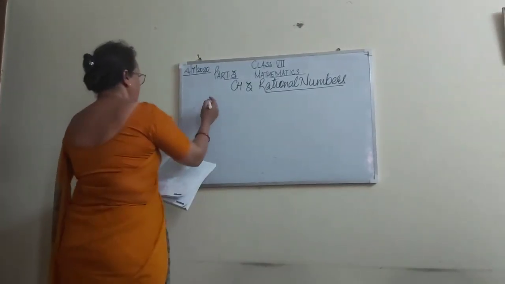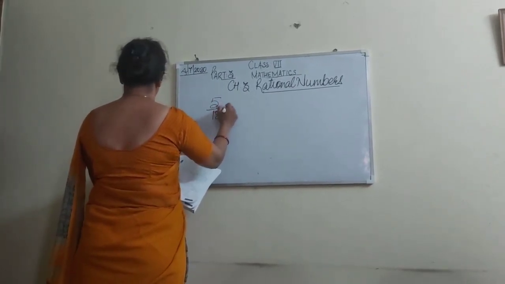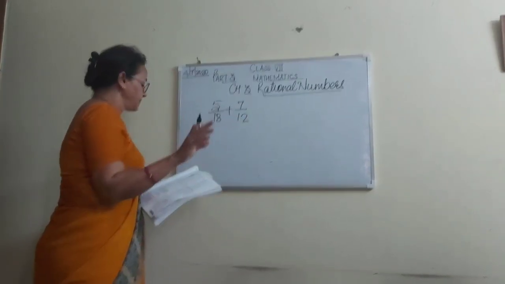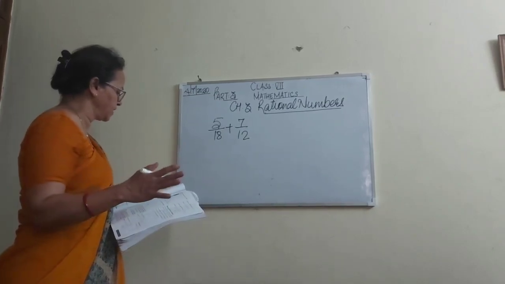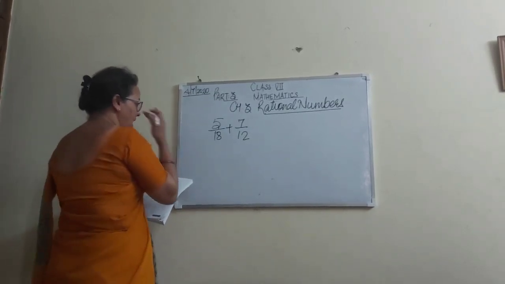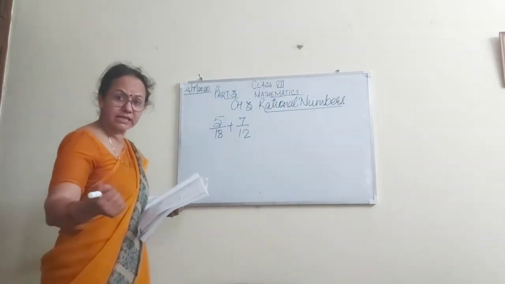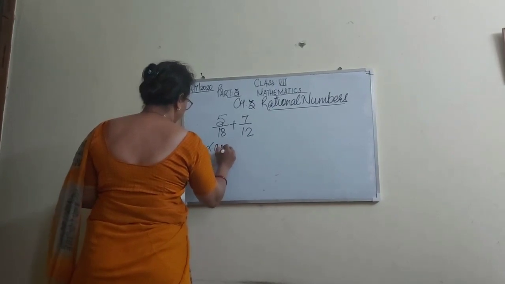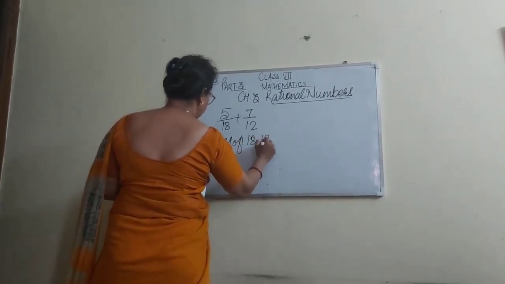That's right. If we are going to add 5 by 18 plus 7 by 12, when denominators have a common factor, we are going to find the LCM. LCM of 18 and 12: 18 times 2 is 36, and 12 times 3 is 36. So 36 is the LCM. LCM of 18 and 12 is 36.